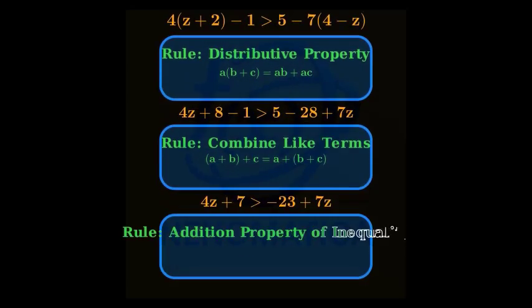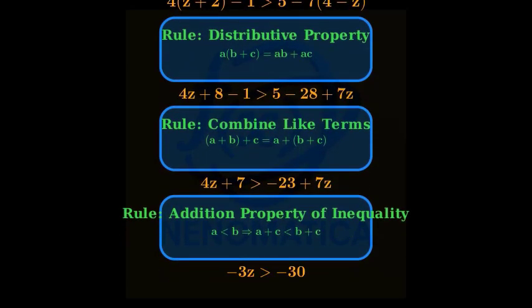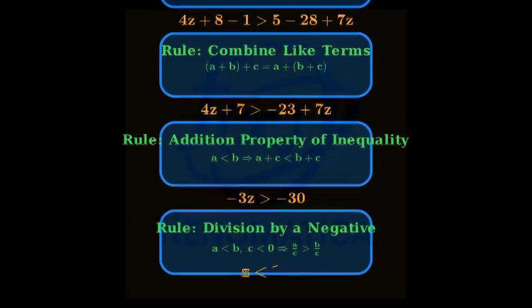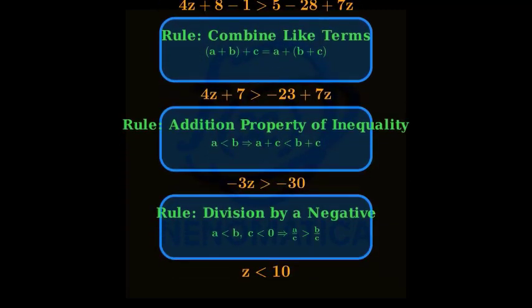Step 3. Add or subtract the same quantity from both sides to isolate z. Subtract 7z from both sides and subtract 7 from both sides. The result is -3z is greater than -30. Step 4. Divide both sides by -3. Because we divide by a negative, the inequality direction flips. Therefore z is less than 10.